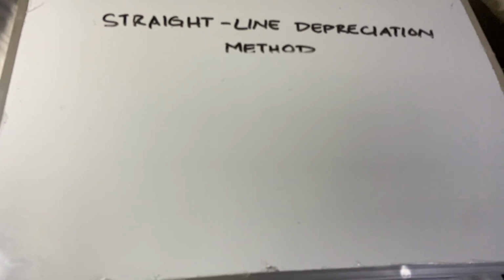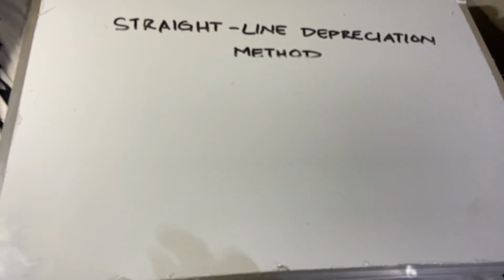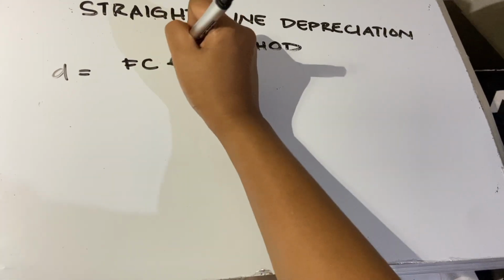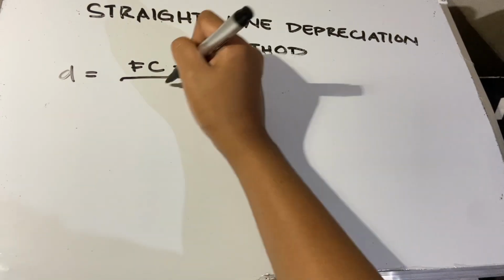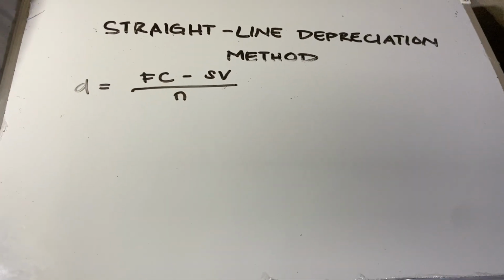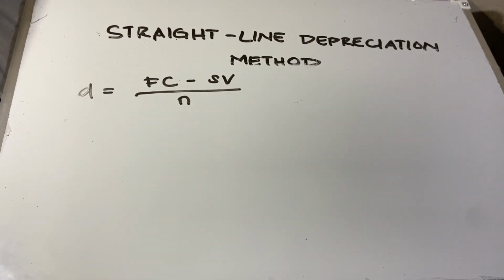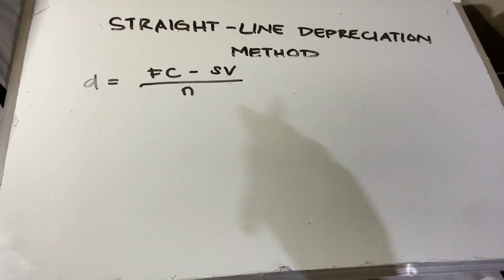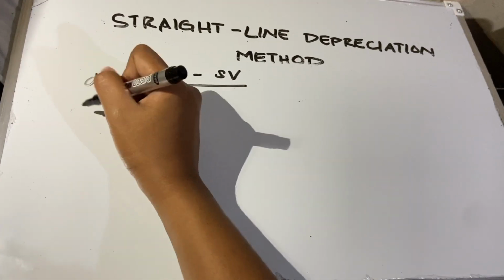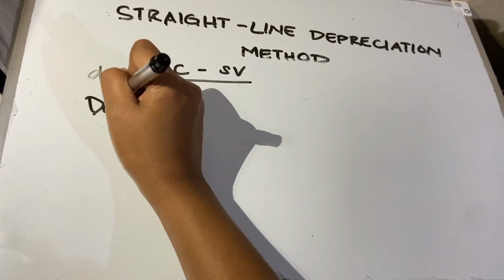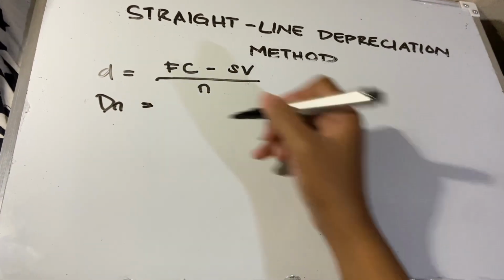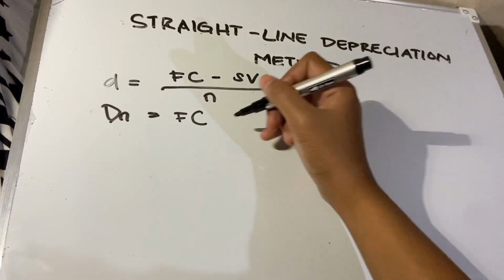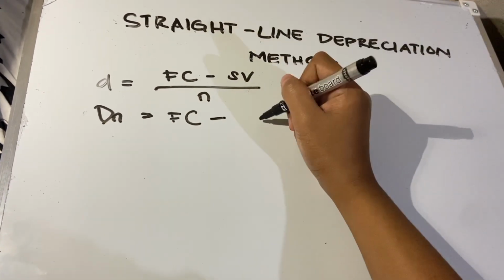So the main formula to find the annual depreciation charge is D equals FC minus SV over N. This tells us the equal amount of value the asset loses each year. So next, the total depreciation after N years, or the DN, is equal to the difference between the first cost and the salvage value.